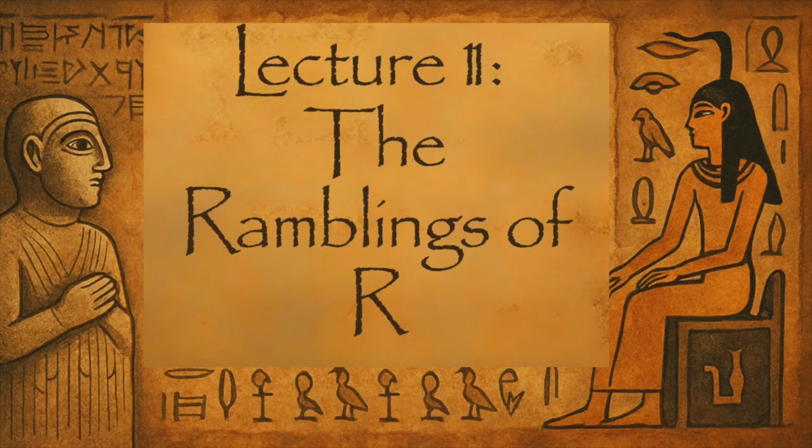The alphabet's oddest members, Q almost didn't survive, and Z was booted out and then reinstated. The professor explains their shaky place in the lineup and why they still hang around. Lecture 11, the ramblings of R.